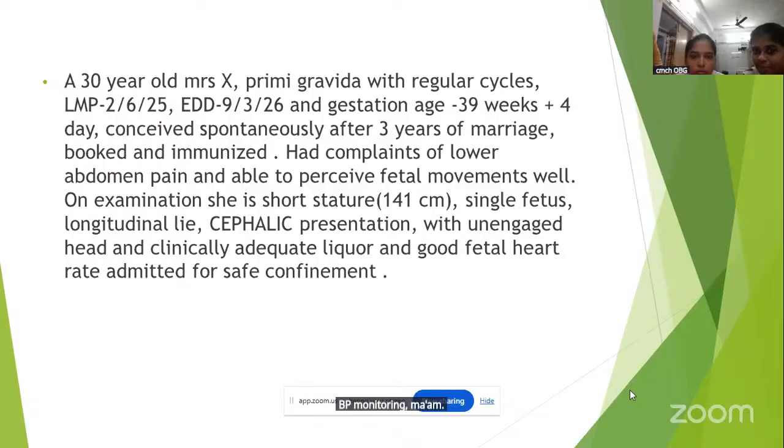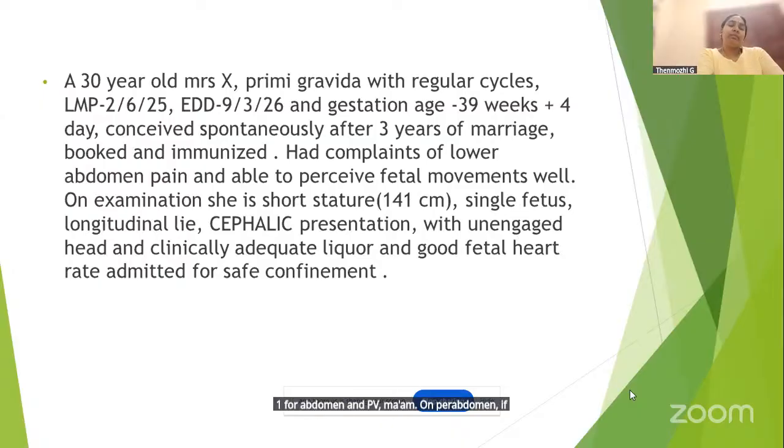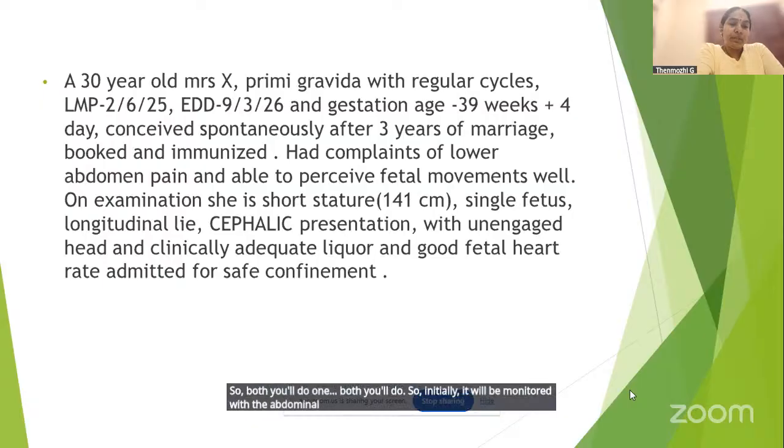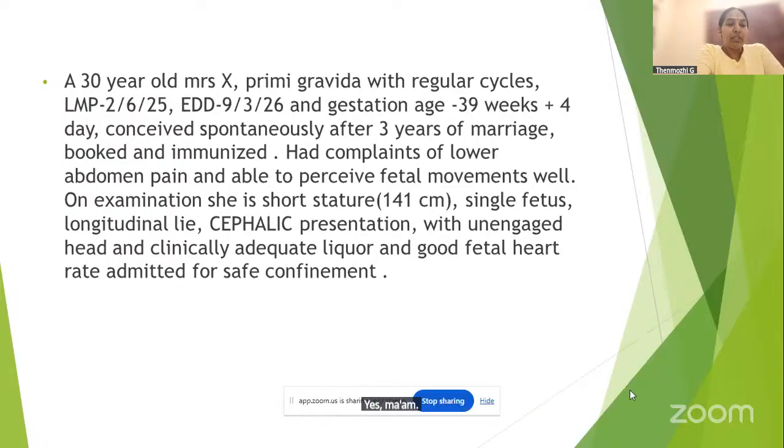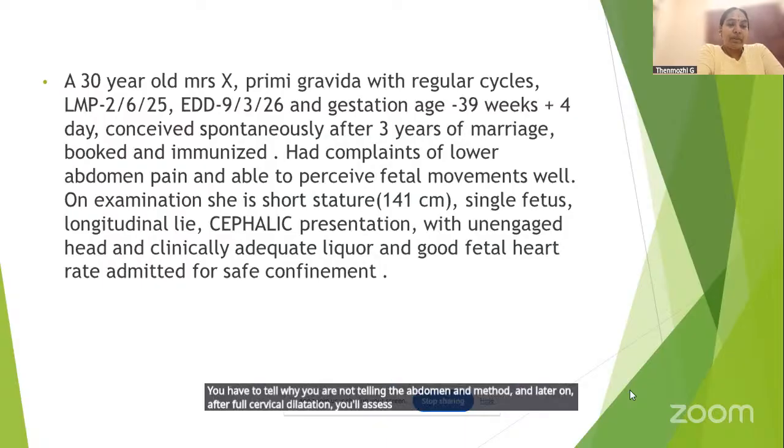On per abdomen and PV, ma'am. On per abdomen, if it is both, you will do both. So initially it will be monitored with the abdominal method, by the descent of the head. Later on, after full cervical dilatation, you will assess with the vaginal method.